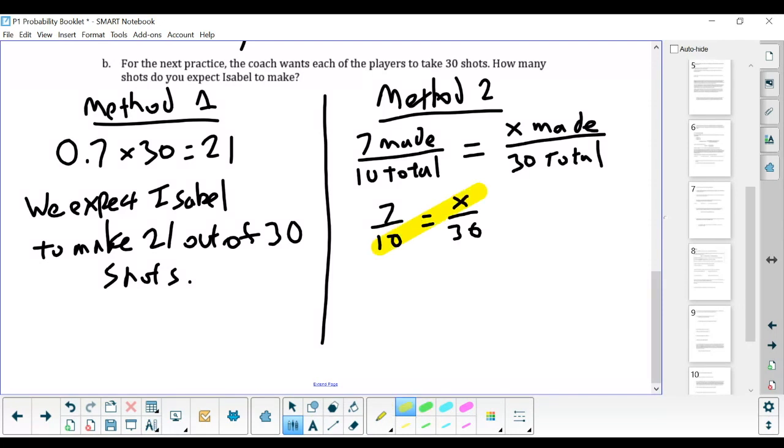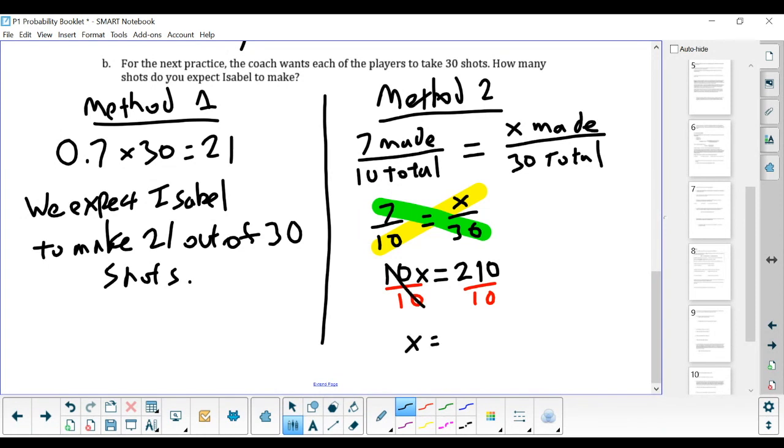Once again, we're going to cross multiply 10 times x and 7 times 30. We'll get 10x is equal to 210. We can divide both sides by 10, and we'll get x is equal to 21. So again, we can expect her to make 21 out of 30 shots.